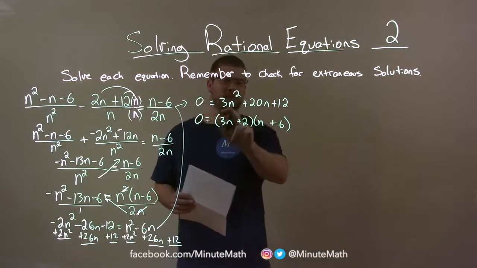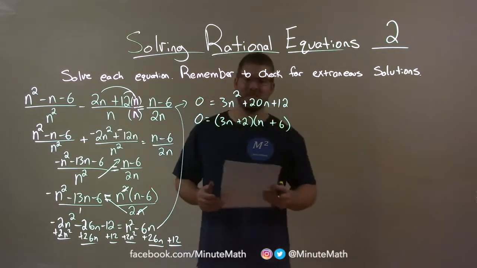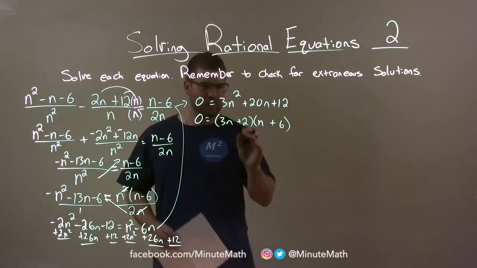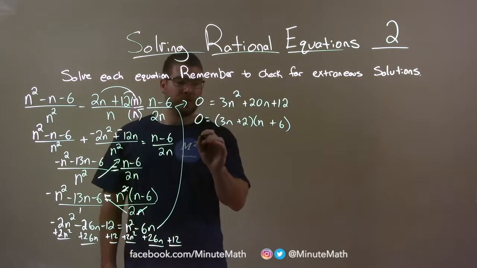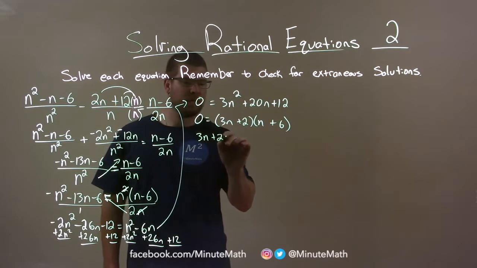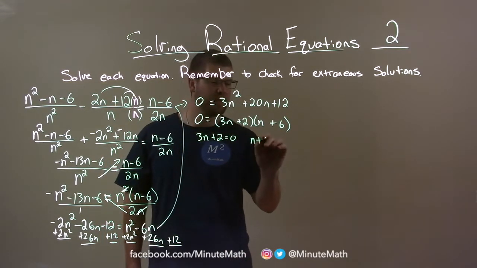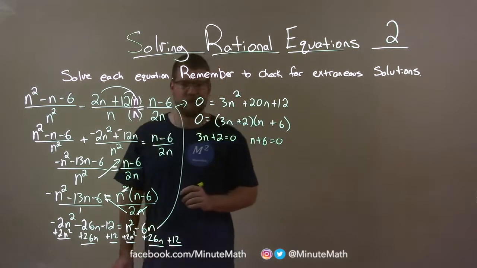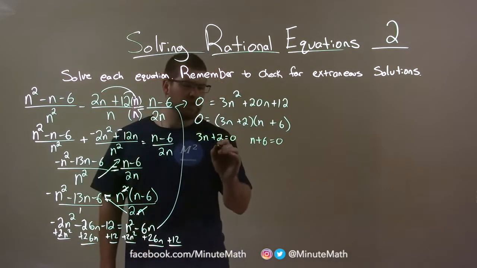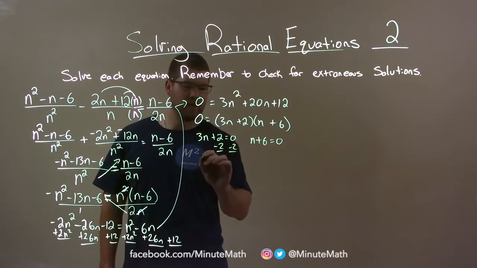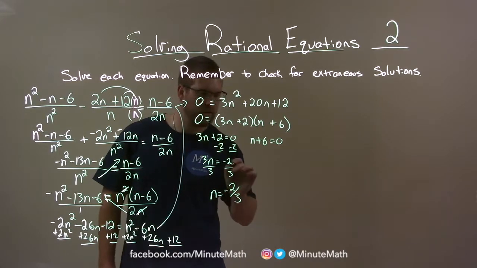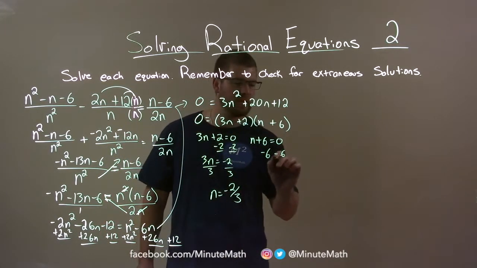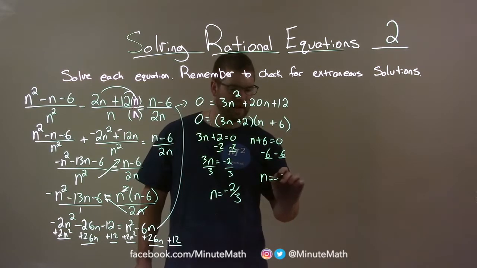So we can factor this to be here, and it helps me a little cheat sheet here, but that's all good. So now let's solve for n. We set both parentheses equal to 0: 3n plus 2 equals 0, and n plus 6 equals 0. Keep going. We subtract 2, and 3n equals negative 2. Divide both sides by 3, and n equals negative 2 thirds. Subtract 6 from both sides, and n equals negative 6.